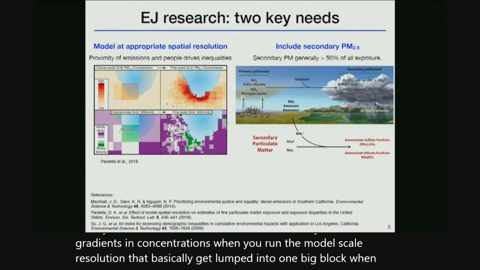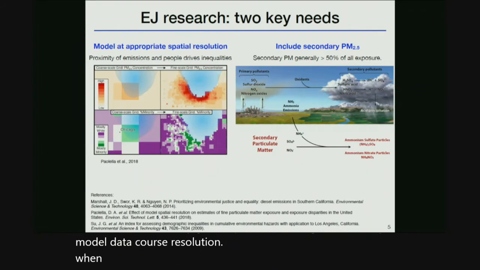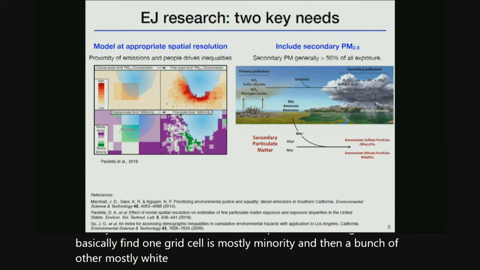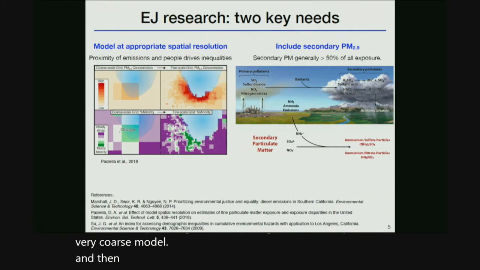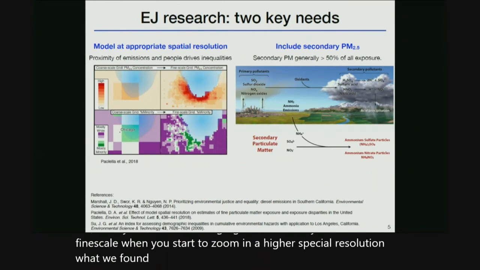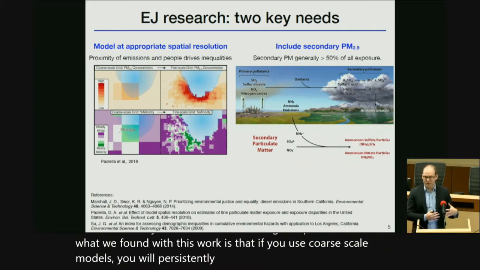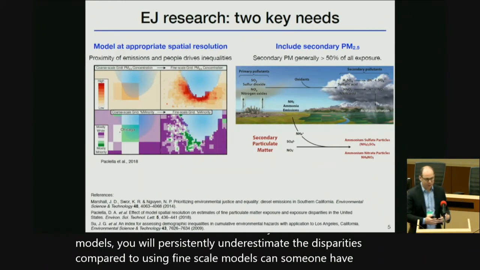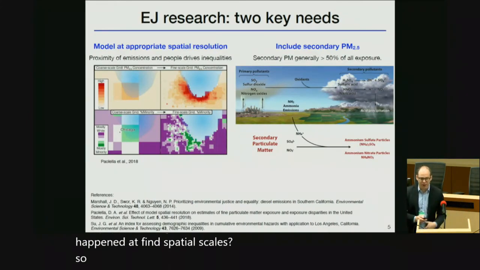a coarse resolution. When you look at the racial and ethnic composition of Chicago, you basically find one grid cell that's mostly minority and then a bunch of other mostly white grid cells or more mixed grid cells when you have a very coarse model. And then you see that the segregation is actually much more fine scale when you zoom in at higher spatial resolution. What we found with this work is that if you use coarse scale models, you'll persistently underestimate the disparities compared to using fine scale models because so many of these disparate effects happen at fine spatial scales. So it became clear to us early on that we need a fine scale model in order to do this well.